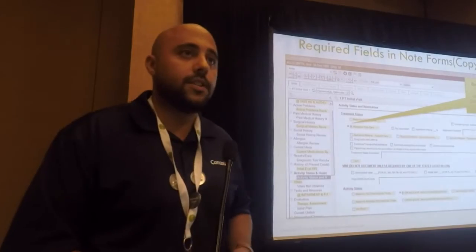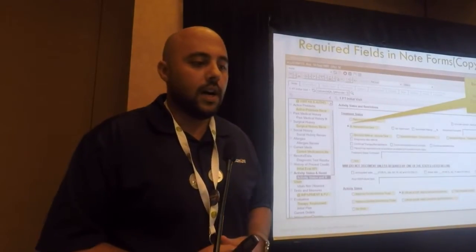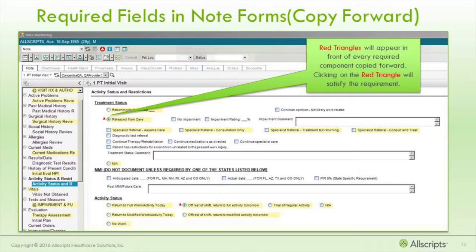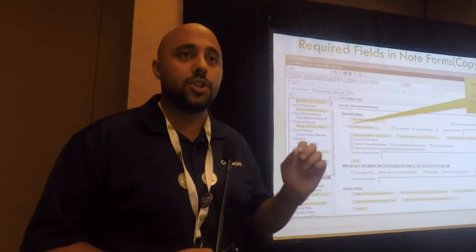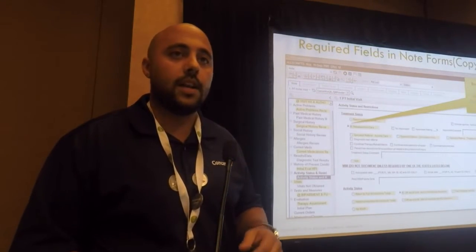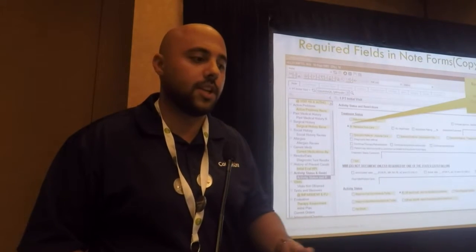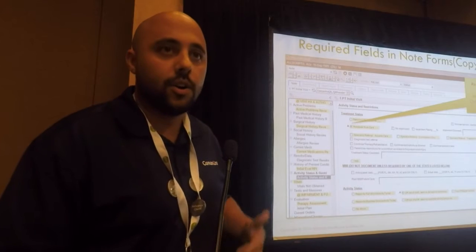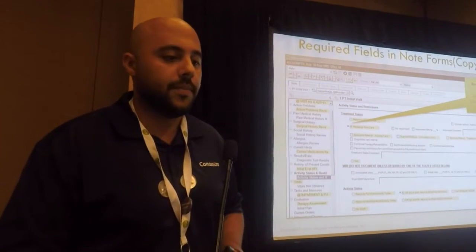Required fields does have an impact to copy forward as well. So you can see red triangles will appear next to a selection or a note form entry that is copied forward that is required. And just clicking on that red triangle allows the user to validate that, make sure that they want that rendered in the current note, and that will satisfy the requirement. Additionally, if they didn't want that information in, but they copied the form forward, they could just select another entry, and if it's in the same required group, it would just change the requirement for that, and it would satisfy it, and it would render whatever your new documentation is. Obviously, in this instance, it's a radio group, which would be mutually exclusive, so it would unselect that.